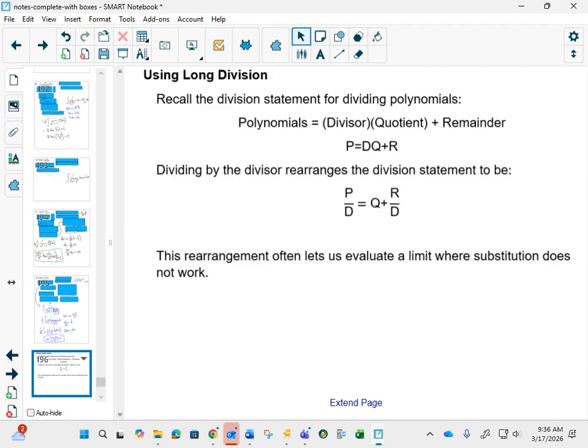Right, we've got our divisor, our quotient, plus our remainder, and you can take your division statement, divide everything by d, and that means any polynomial divided by something can be written as a quotient plus the remainder divided by d. And this is going to be important, and we're going to use this where it looks like substitution, but actually substitution does not work.